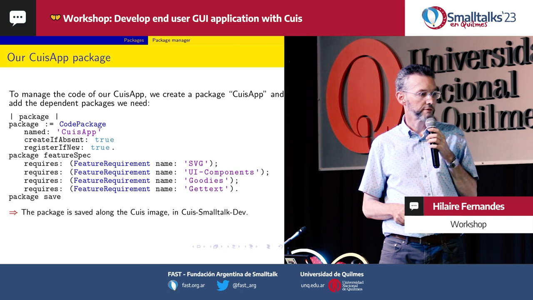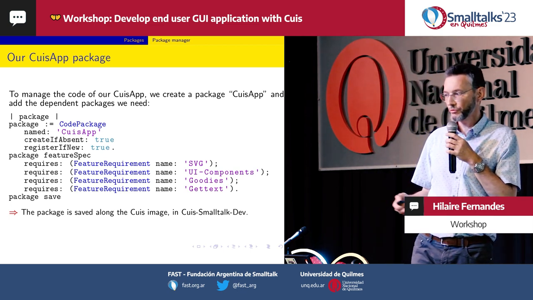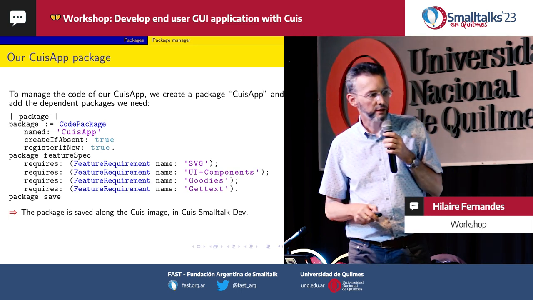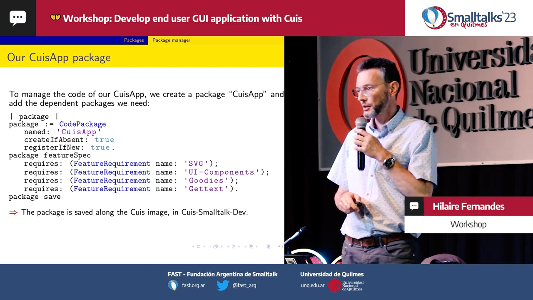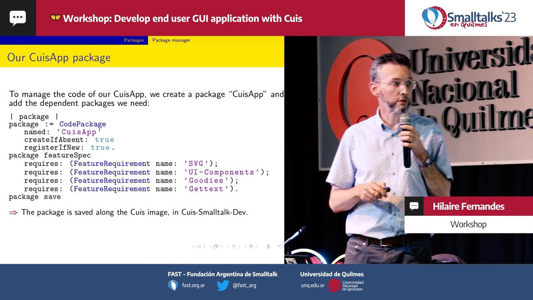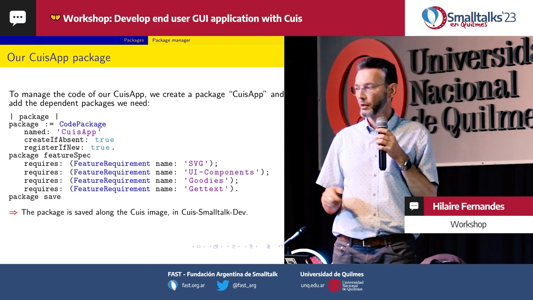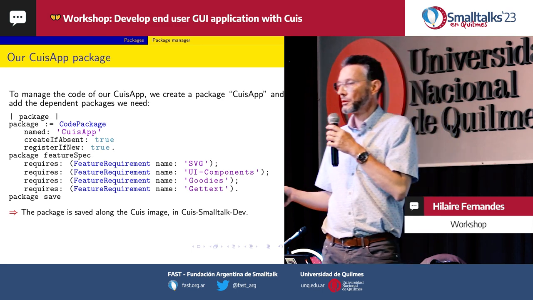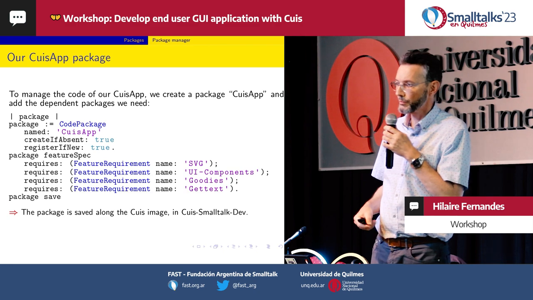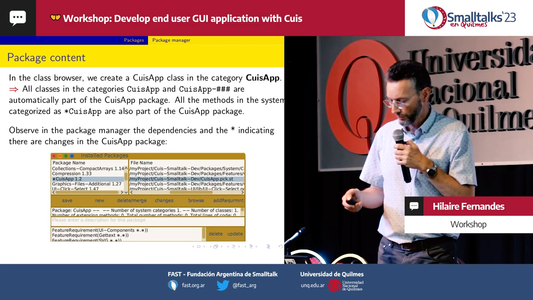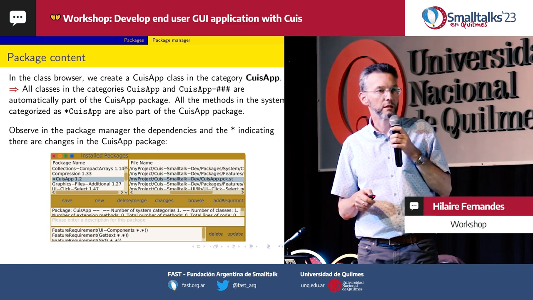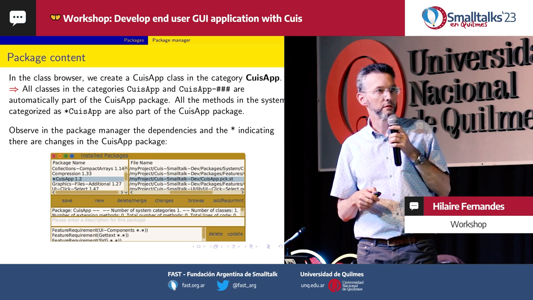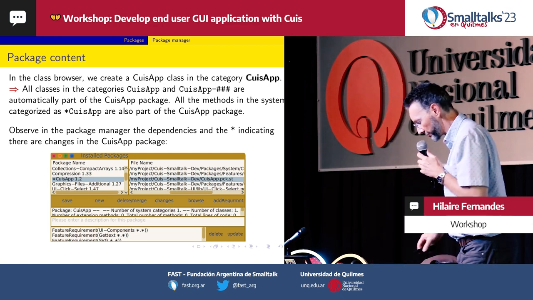Then we make a package save. We could add the same thing from the UI, and it's quite easy to do. At any time, if we depend on some additional package, we can add it here. It's important to add the requirements so that when we load our package, these requirements will be automatically installed. So we don't need to have a big list of package requirements. If you want to create a first class, just in a classic browser, we can create a Quick App application. And by just selecting the category as Cuis app, it will be part of the package.